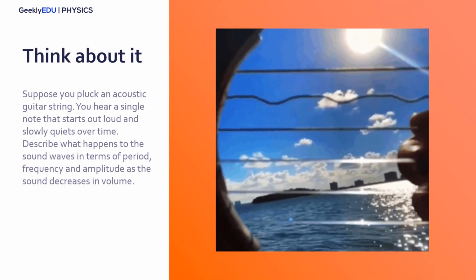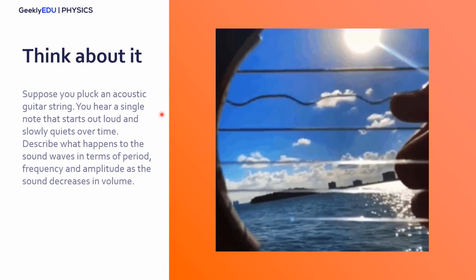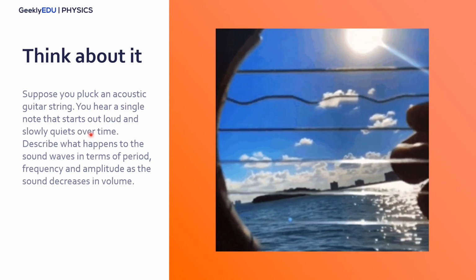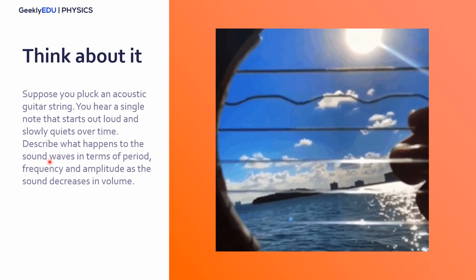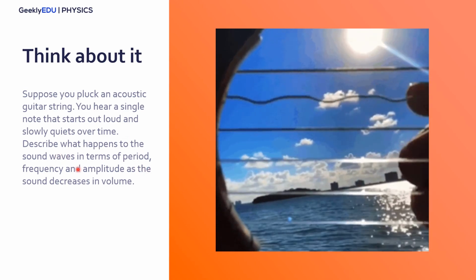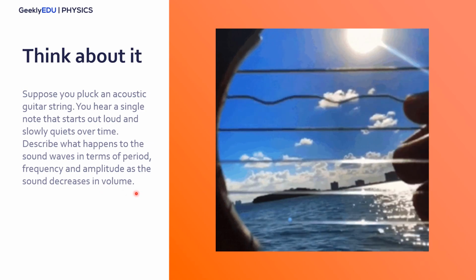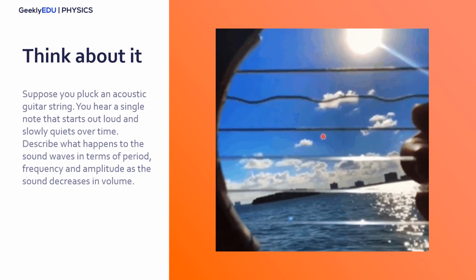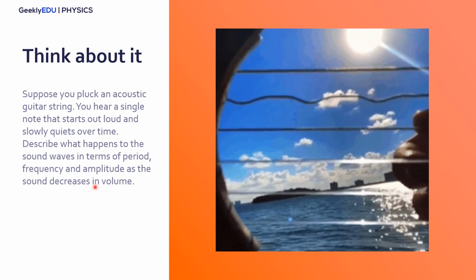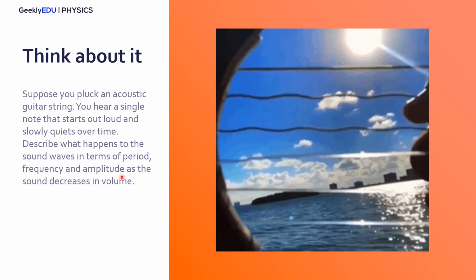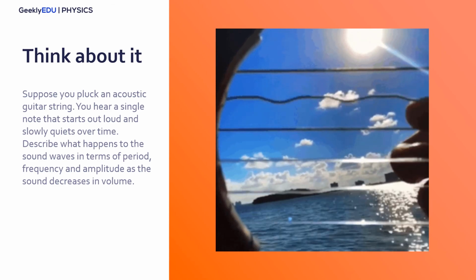Now it's our turn to think about it. Suppose you pluck an acoustic guitar string, and you hear a single note that starts loud and slowly quiets over time. So I want you to describe what happens to the sound waves in terms of period, frequency, and amplitude as the sound decreases in volume. So in the guitar, when you pluck the string, it's the same note. The only thing that's changed here is the volume. So think about period, frequency, and amplitude of the string in this case, and tell us in the comment section.